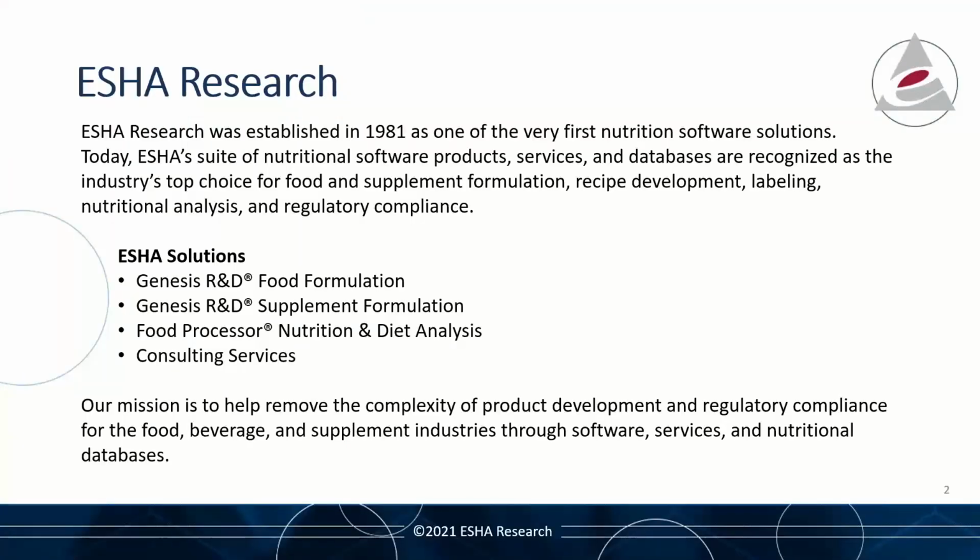Before we get into the main topic, let me give you a little background on Escher research. Escher was established in 1981 and has grown from offering one of the first nutrition and labeling software solutions to a full suite of products and services, including the Genesis R&D Foods software that we'll be showing today, Genesis R&D Supplements, the food processor software that's used for dietary analysis, as well as our consulting services. They provide labeling services, formula review, and their expertise for customized projects.